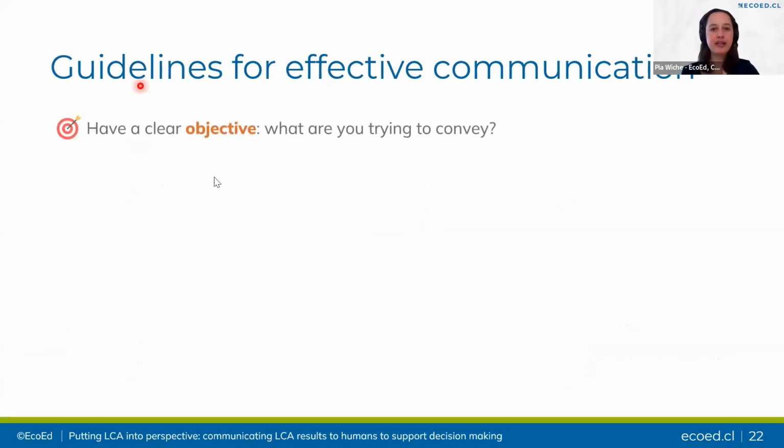And to finalize, perhaps a few guidelines for effective communication. First of all, have a clear objective. What are you trying to convey? It's not just about putting the results out there, unless that's actually the goal. Sometimes the goal is just to put the results out there, and if that is the case, then it should be done with as much precision and detail as possible.